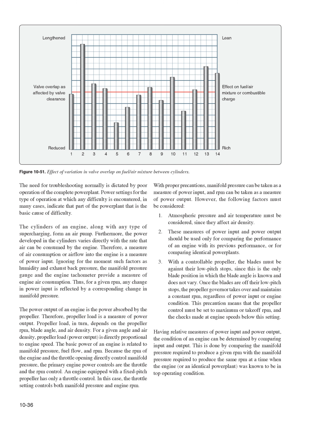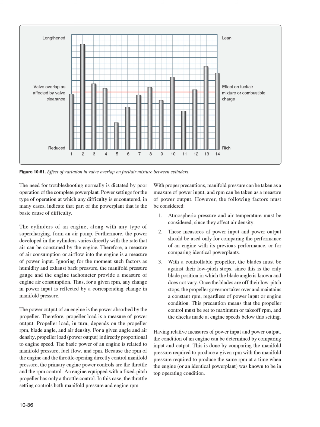An engine equipped with a fixed pitch propeller has only a throttle control. In this case, the throttle setting controls both manifold pressure and engine RPM. With proper precautions, manifold pressure can be taken as a measure of power input, and RPM can be taken as a measure of power output. However, the following factors must be considered. 1. Atmospheric pressure and air temperature must be considered, since they affect air density. 2. These measures of power input and power output should be used only for comparing the performance of an engine with its previous performance, or for comparing identical power plants.